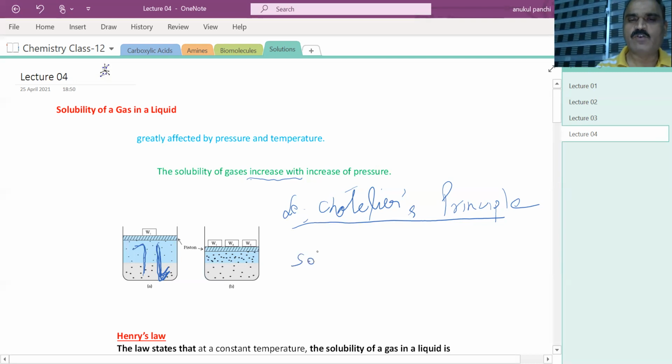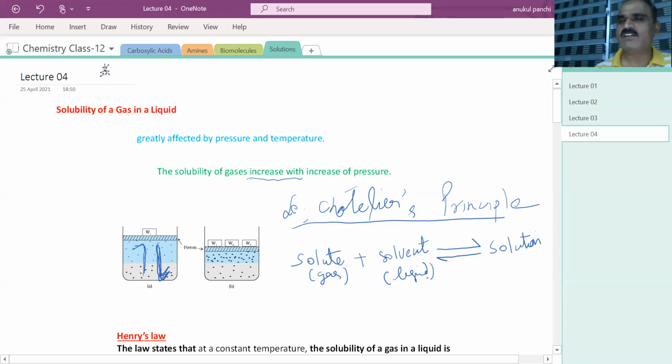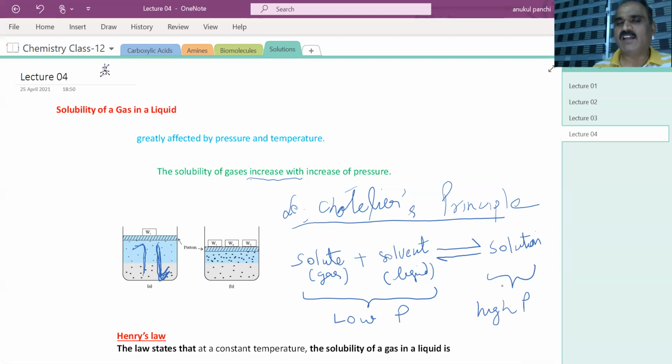So solute is gas, solvent is liquid, and solution is being formed. And when gas comes out, solution is disturbed. And here, pressure will become low. Pressure is decreasing here, and pressure is increasing there. So, there is equilibrium. If we increase the pressure, the equilibrium will shift in forward direction.